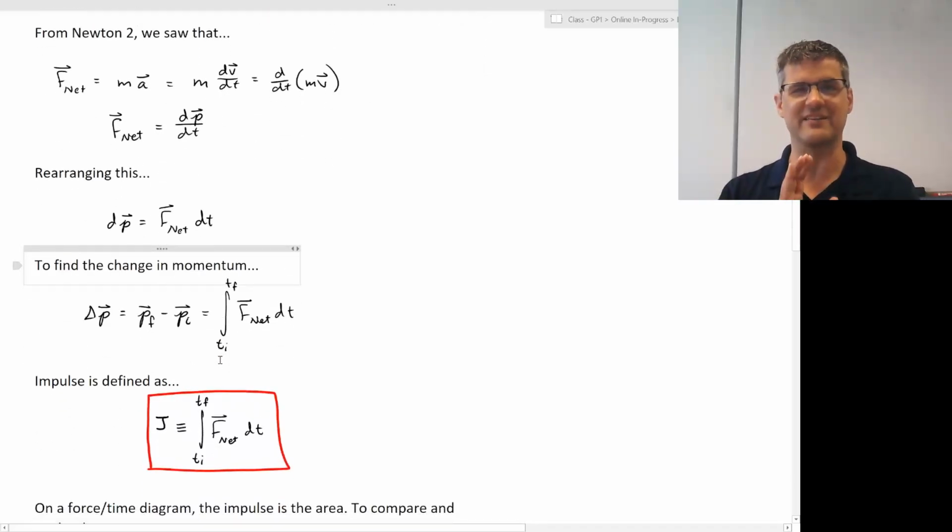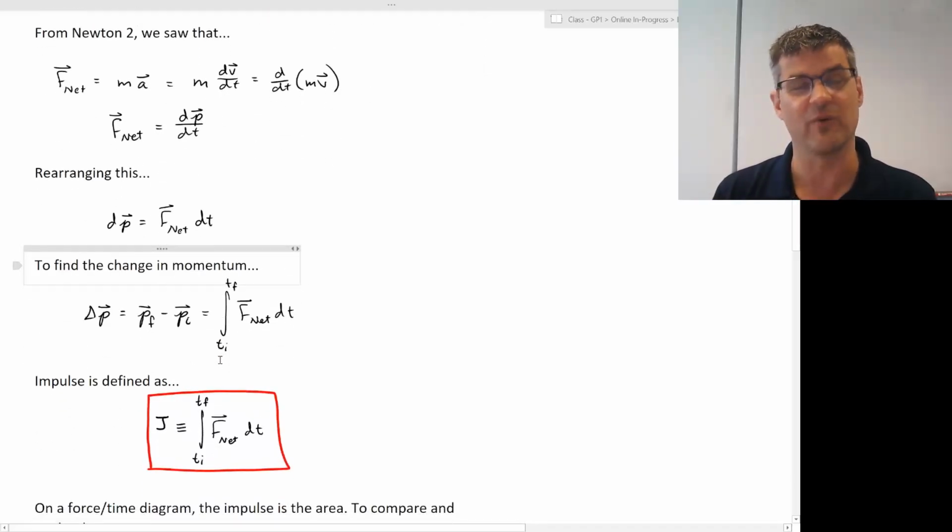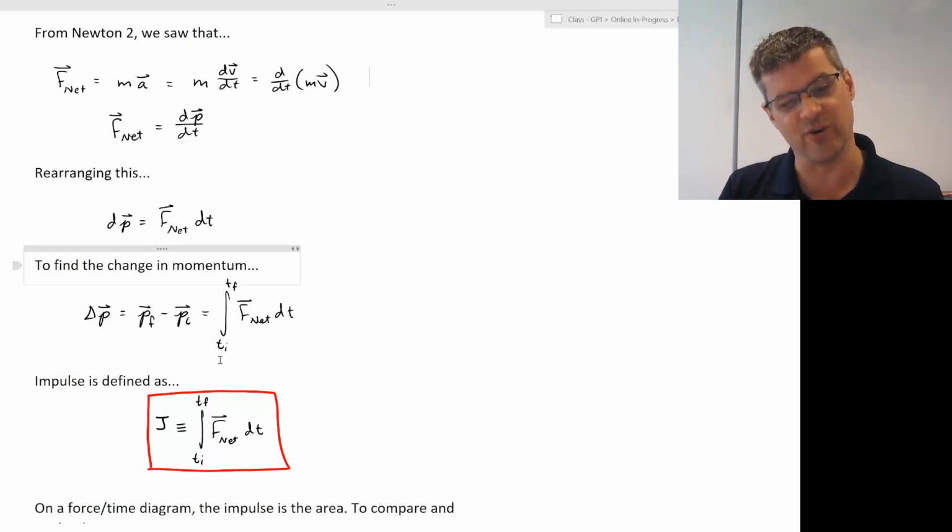Now, this is very similar to what we saw with work. With work, we were integrating net force over a distance. Here, we are integrating net force over a time. And they're not exactly the same thing.